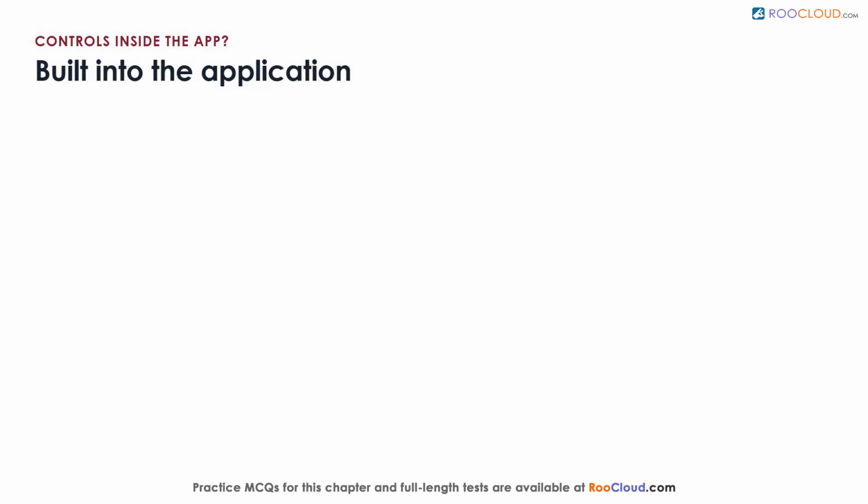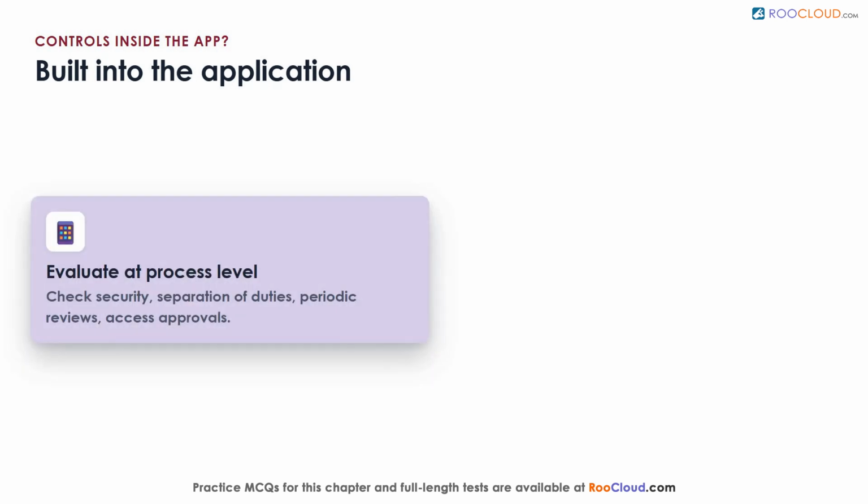How do controls live inside business applications? In modern systems, controls are built right into the application, so you evaluate them at the level of each process and task. You check security and separation of duties. You check periodic reviews and access approvals.